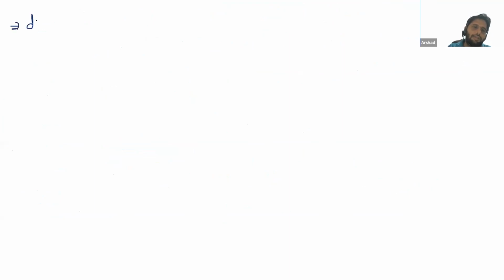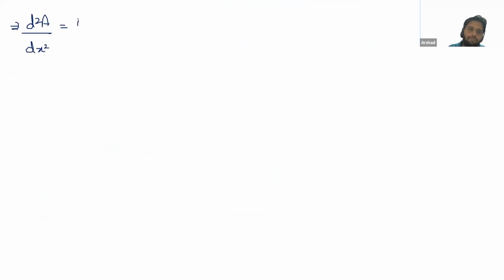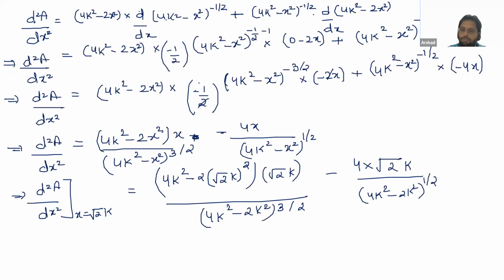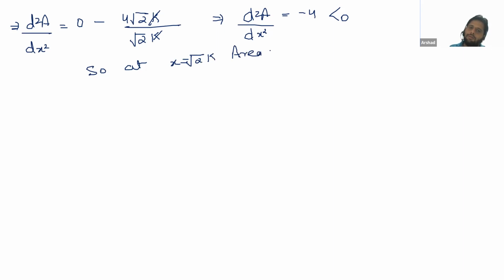Next, this d square A by dx square is equal to what? If we open this bracket, this becomes 2 into 2k square, which becomes 0. Then we have minus 4 root 2k over, in the denominator, 4k minus 2k, that means 2k square, so root 2k. Root 2k, k cancels out, root 2 cancels out. So what are we getting? Nabil Ahmed, is it fine now? Yes, sir. So this is less than 0. So at x equal to root 2k, the area is maximum.